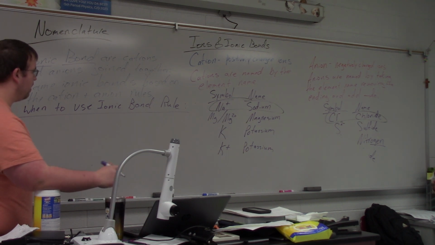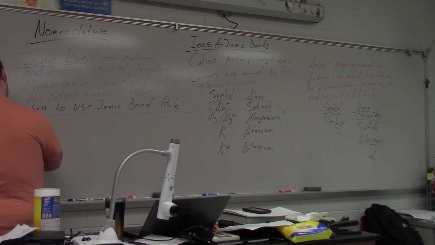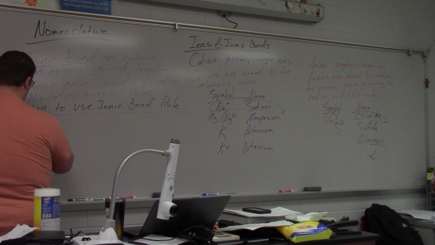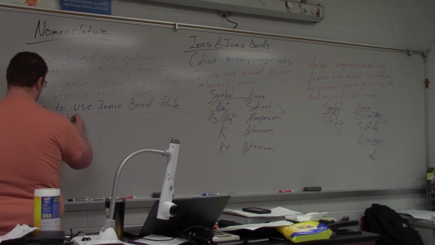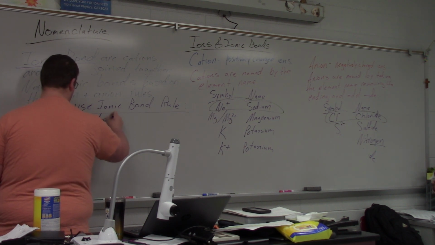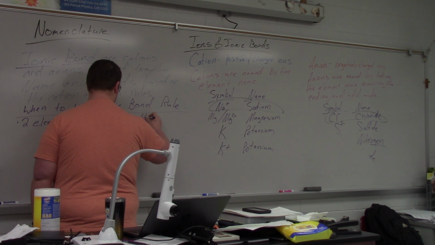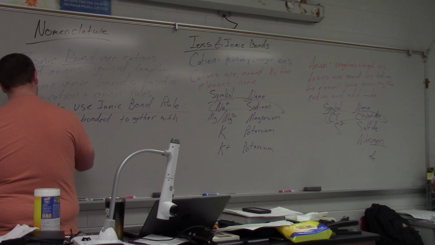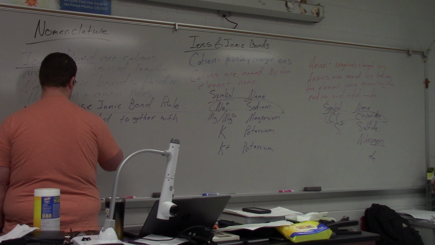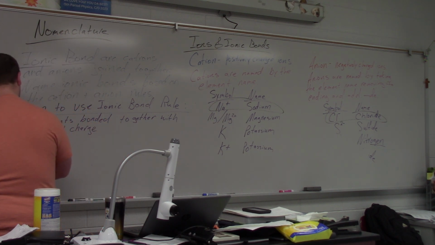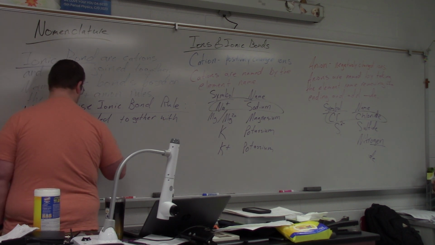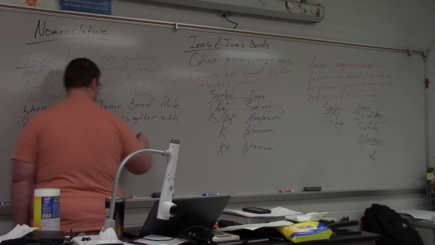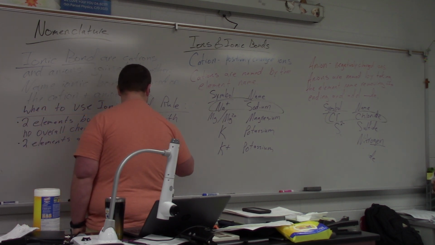So when it comes to using the ionic bond rule, here's how we know to use it. First, there's two elements bonded together with no overall charge, and the two elements are a metal and a non-metal.